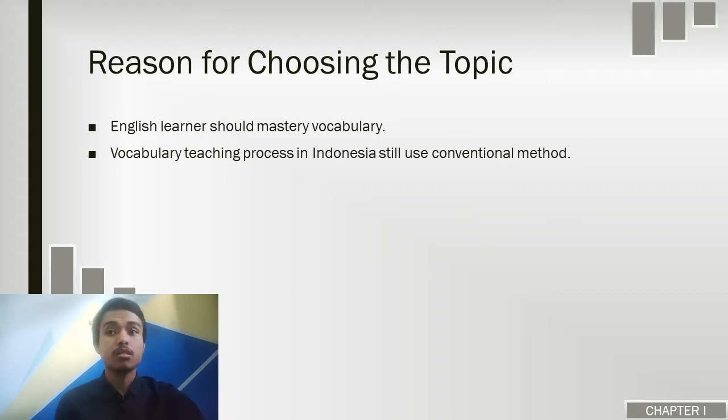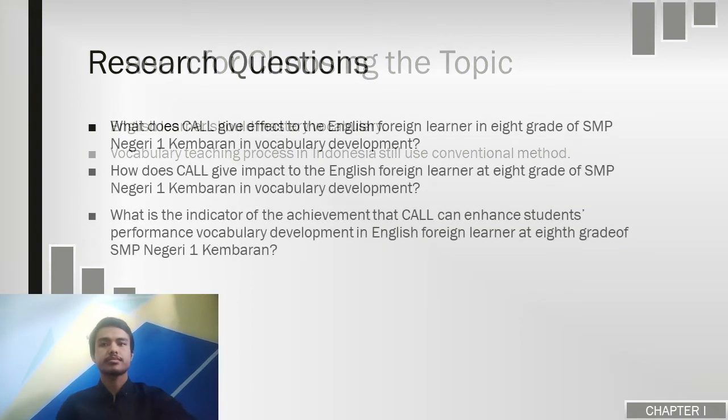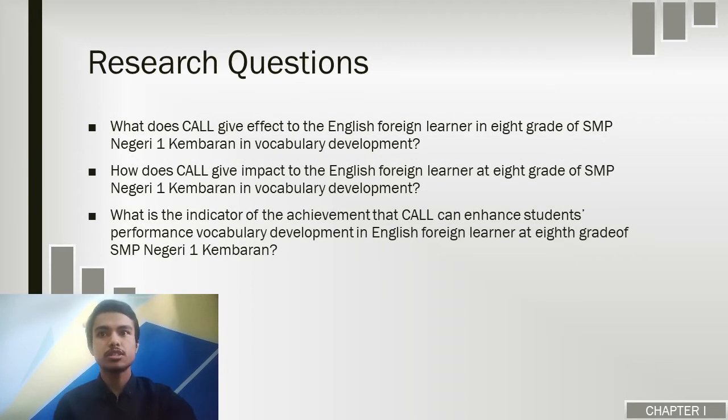Today, students are close with technology, especially gadgets such as computers and smartphones. As teachers, we should optimize technology to teach students in English learning, especially in vocabulary development. That's why the researcher chose this topic to be observed. And then the next part is research questions. According to the background of the research above, here I can draw some research questions about this research.